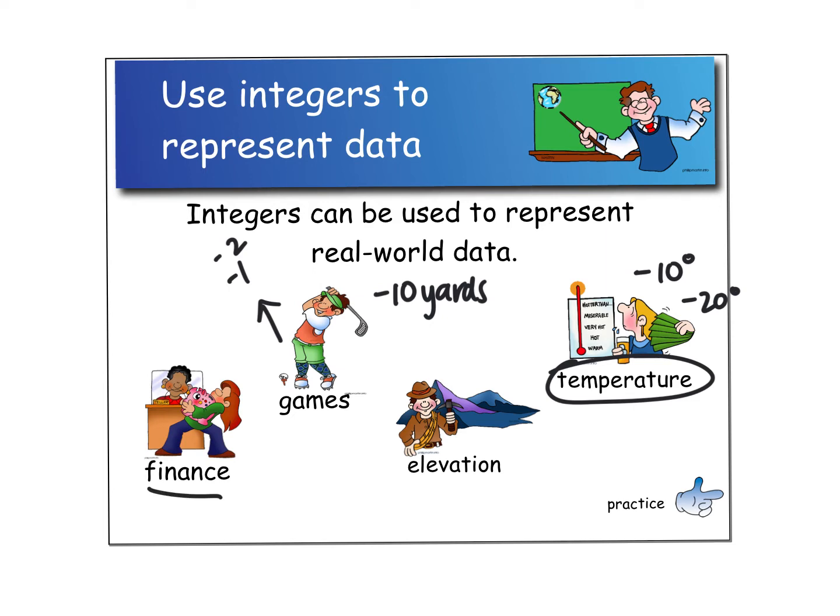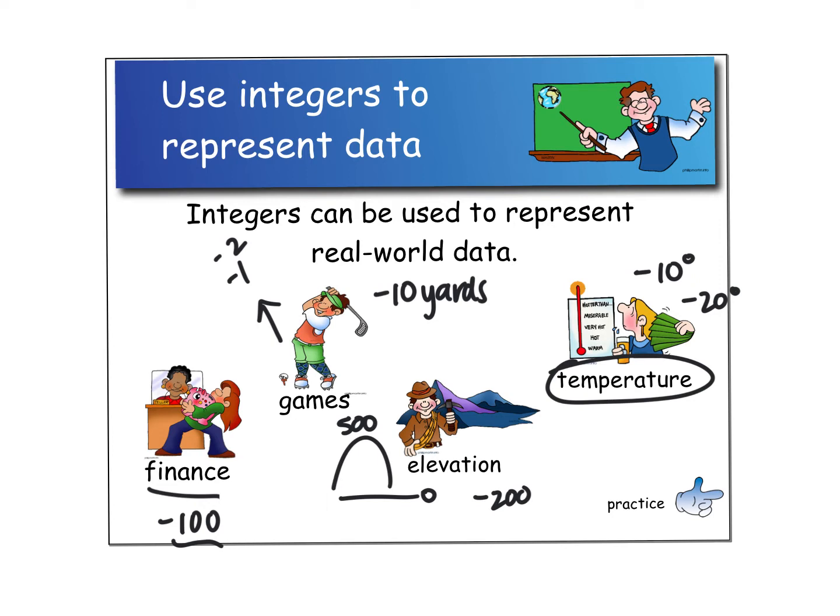Finances, if you lose money or owe money, you might owe $100, so you might see like -100. Another place you might see negative numbers is elevation. So if something's at sea level, it's 0. A mountain would be above sea level, so that might be at like 500. But if it's below sea level, it is negative. So if you have like a valley, the elevation might be -200.